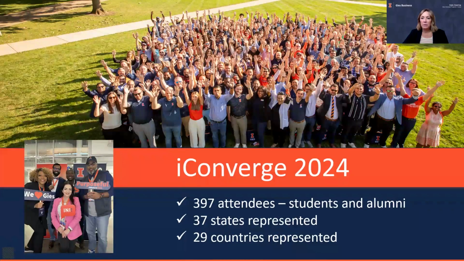And one event, for example, is iConverge. This is another great way to network. This is an event that we host every fall. It's kind of like our kickoff to the year, but it's our annual professional development event where we bring all of our online students and alumni to campus. This past iConverge, we had 397 attendees, 37 states represented, and 29 countries represented. We have a huge group that comes in from Singapore. I remember 2 years ago, I met a student who flew in to Chicago from Dubai, drove down to Champaign for 2 days, and then flew out 2 days later back to Dubai. So it's a big event.